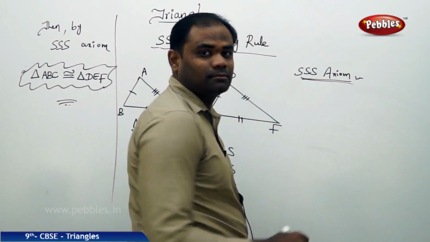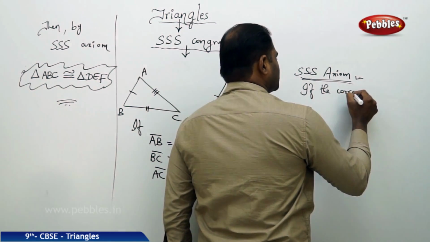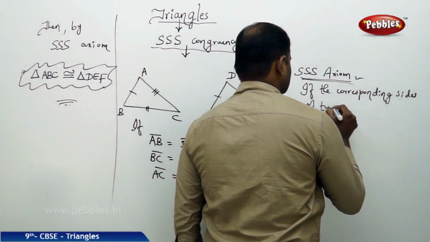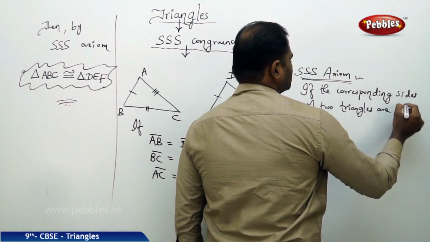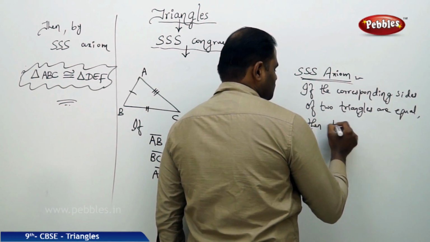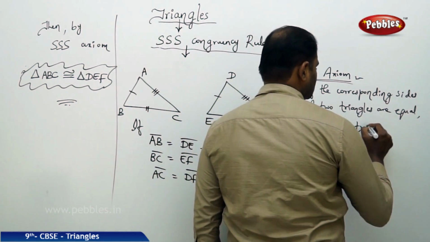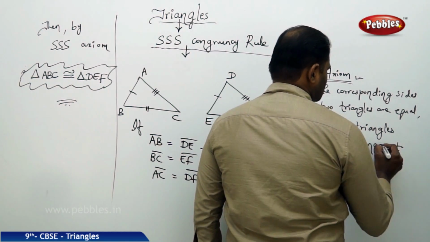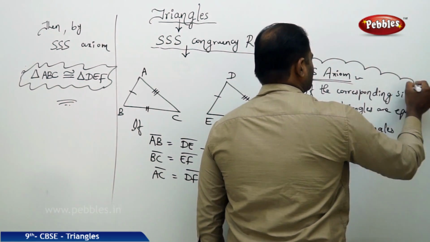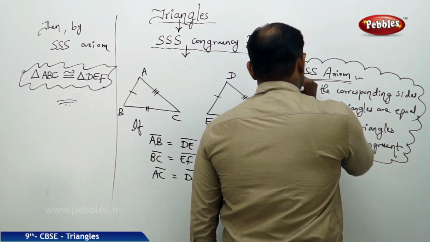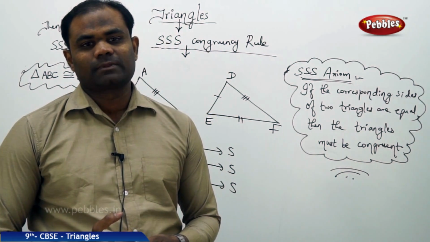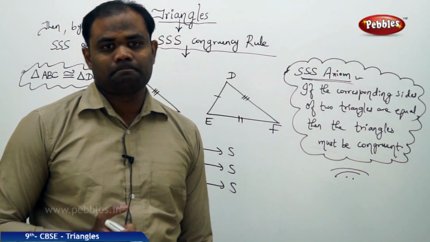So let's write this as a statement. If the corresponding sides of two triangles are equal, then the triangles must be congruent, is how we understand the triple S axiom connected with the two triangles being congruent. Side axiom.